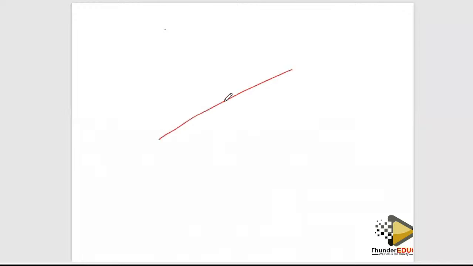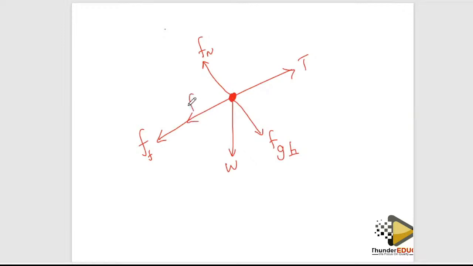So I can just draw something like this with a dot. I'll use my tension. I have my frictional force. This is going to be my normal force, Fn. Now I call it N, no problem. And then we can have our F g perpendicular, and then the weight will be acting downwards. Remember, we also have the F g parallel that is acting downwards. So that would be the free body diagram for 2.2.